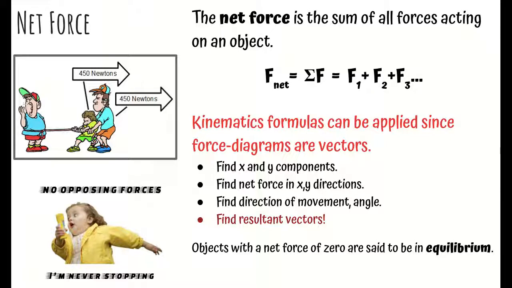One other thing, which was addressed in the assignment from last class: objects with a net force of 0 are in equilibrium. That doesn't mean that there are no forces. You can still have an object with many forces acting upon it, but if they all balance each other out, it is in equilibrium.